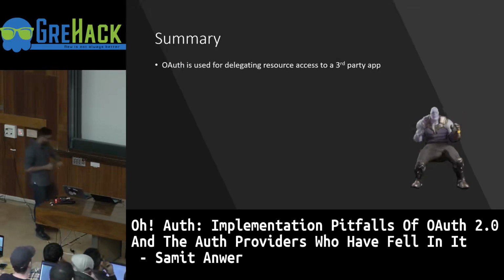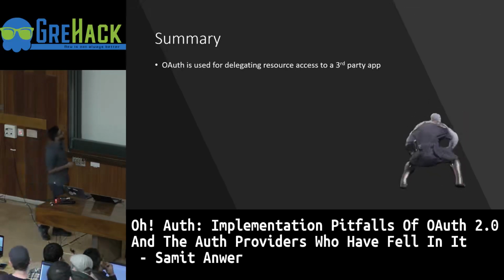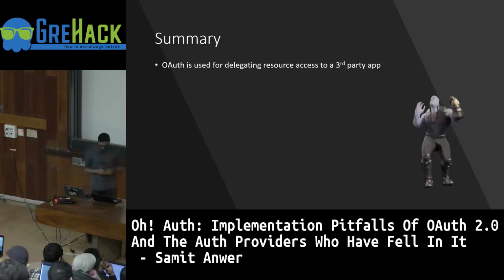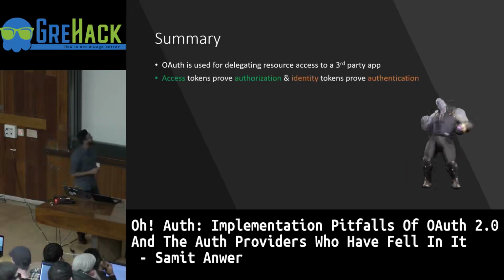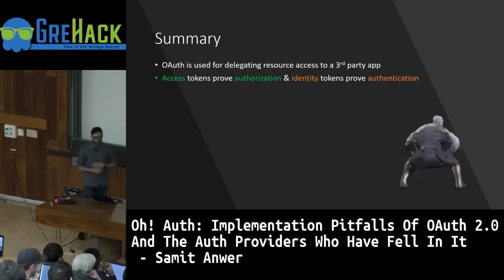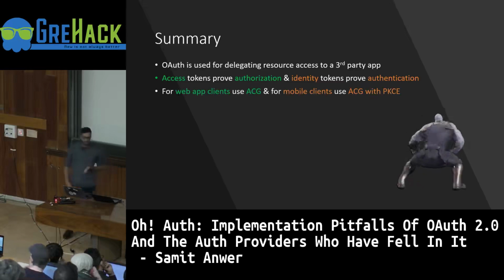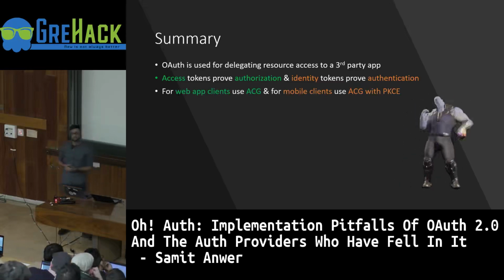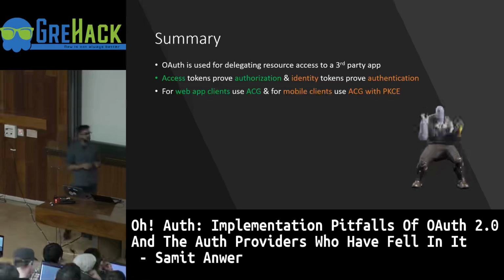So just to summarize, OAuth is used for delegating resource access to a third-party application, and access tokens prove authorization, and identity tokens prove authentication. For web apps, stick to authorization code grants, and for mobile applications, you could use auth code grant flow with PKCE.